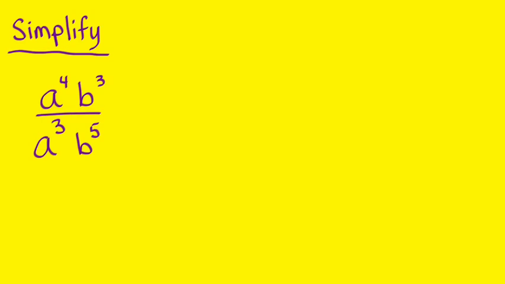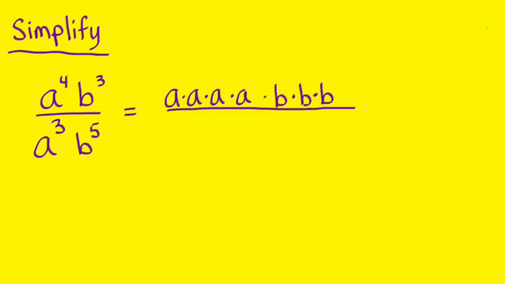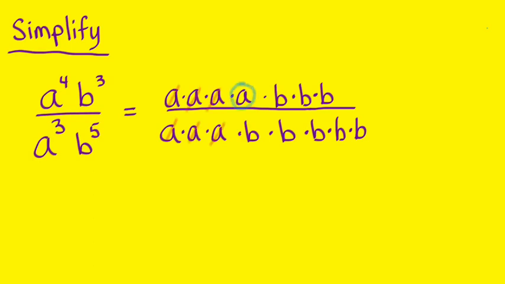Here you can see that we're dividing, but if I were to go ahead and expand all this out, it would be A times itself 4 times, B times itself 3 times, divided by A times itself 3 times, B times itself 5 times. And you could just cancel these out and see what you'd have left over, right? And we would see that it's A divided by B squared because there's 2 B's, right?